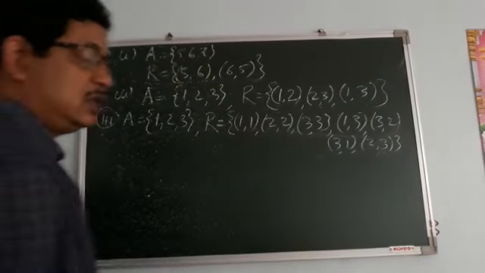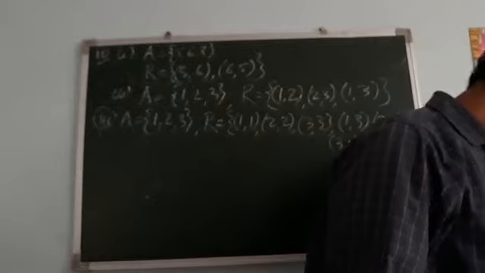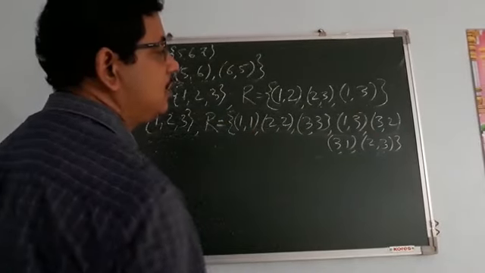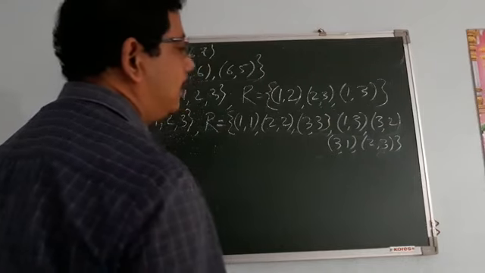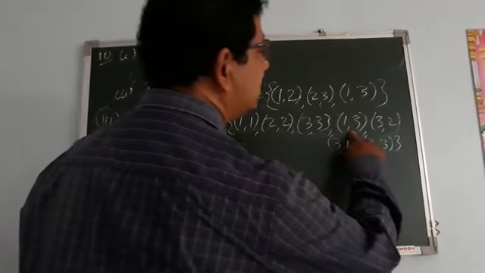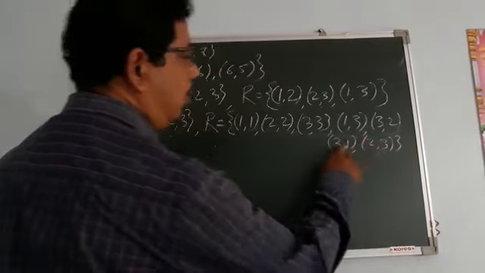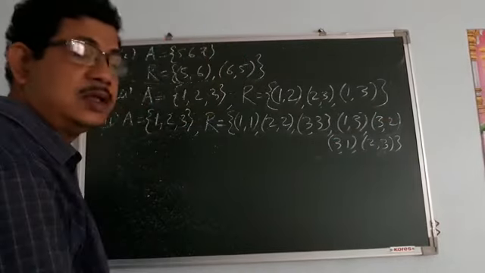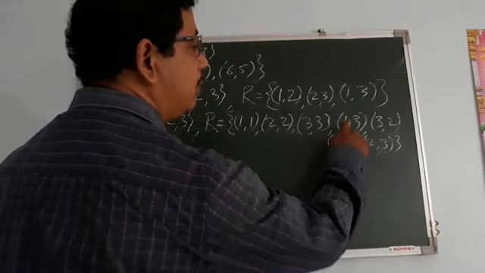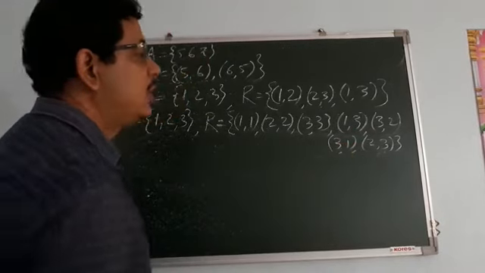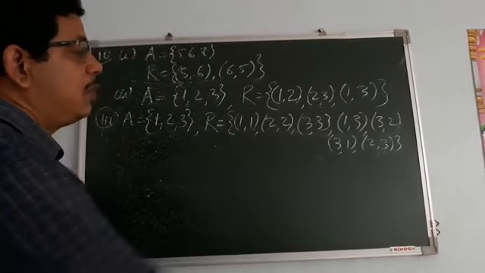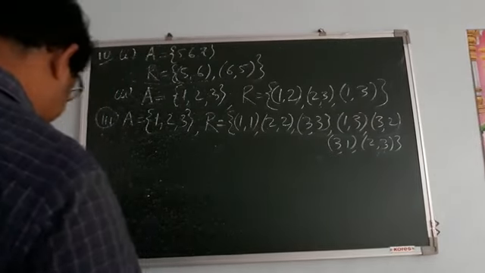Here you see that it is reflexive and symmetric but not transitive. Reflexive because (1, 1), (2, 2), (3, 3) are there. (1, 3), (3, 2). So there should be (1, 2) for being transitive, but (1, 2) is not there. But (1, 3), its reverse (3, 1) is there. (3, 2), its reverse (2, 3) is there. So it is transitive but not symmetric.